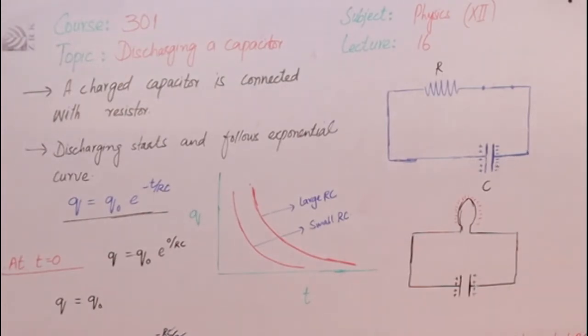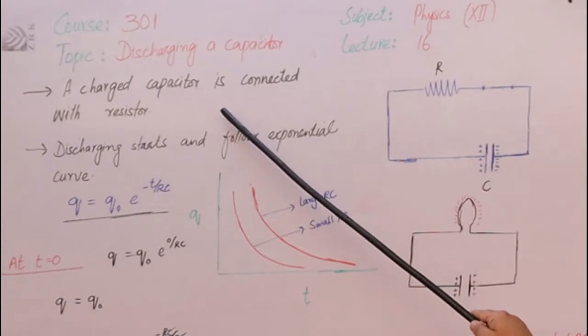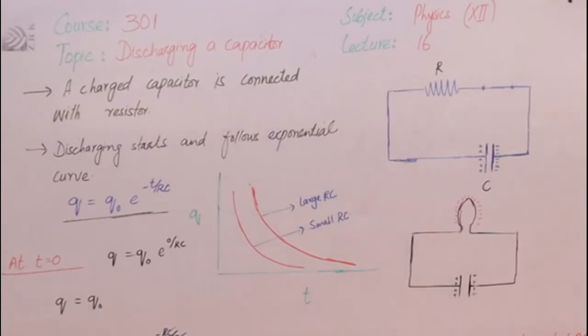Okay, when we connect a capacitor to a resistor, the discharge process is initiated immediately, and discharging starts and follows an exponential curve. Okay, what is meant by this? That this discharging happens very rapidly. It is a very rapid process, and discharging happens very quickly.